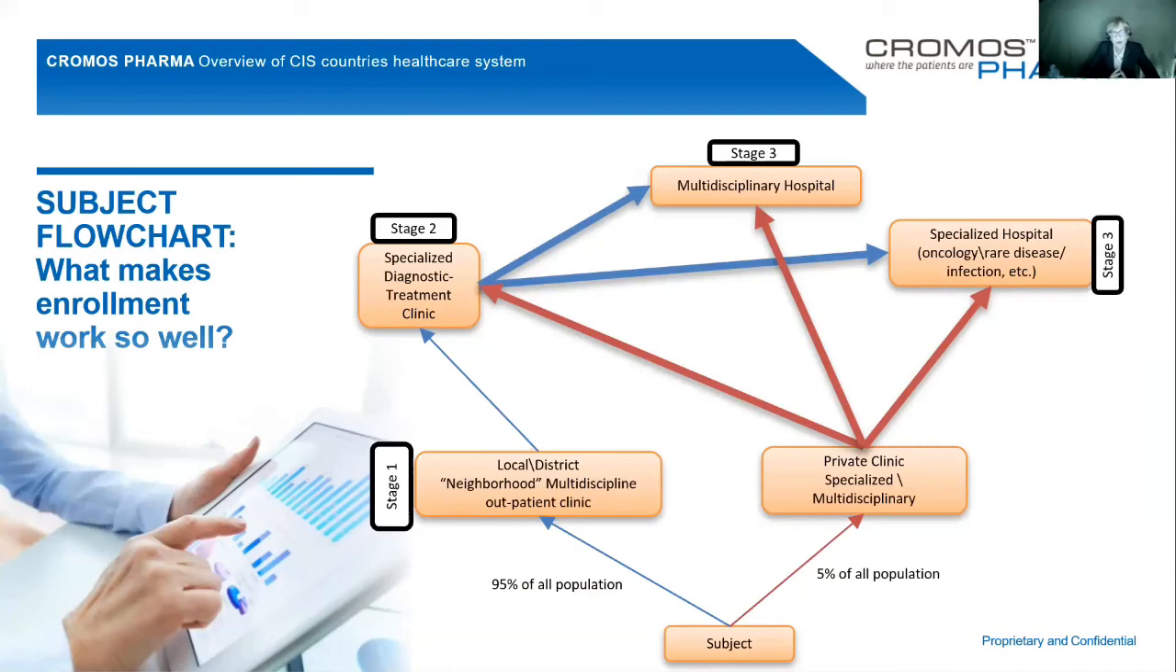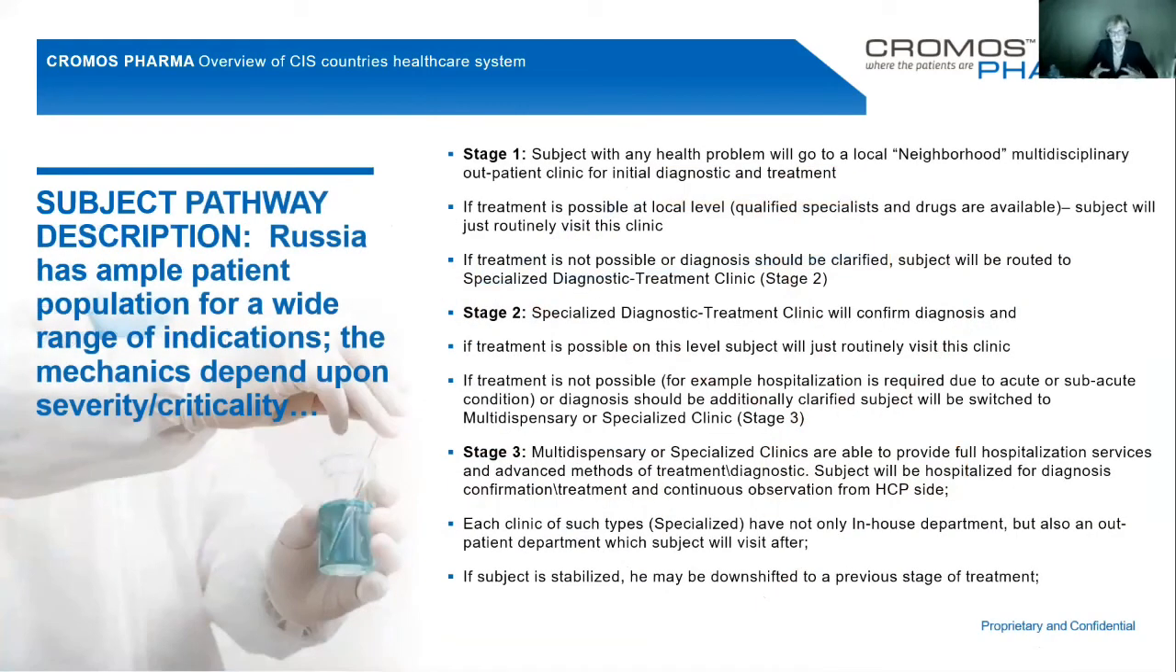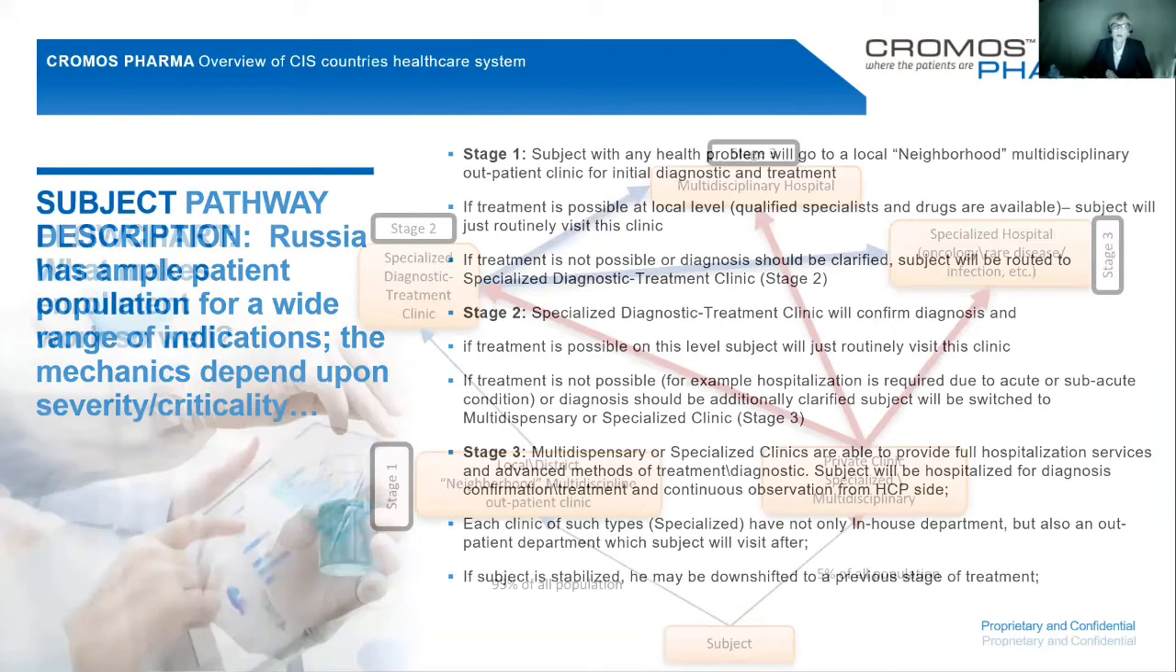This is our flow chart, and the next slide is some verbiage that explains the flow chart. But simply stated, these two slides are an attempt to show how the healthcare system in Eastern European, sort of post-Soviet or CIS nations differs from the U.S. Go back to the slide.